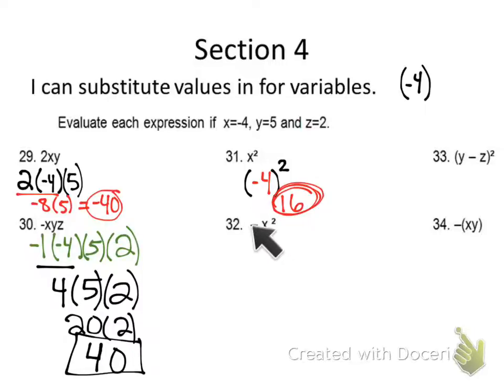A negative in front is like a what? A -1. So I have -1. In parentheses, I'll have whatever x is, and then on the outside of those parentheses, I'll have a squared. What goes in there? -4.